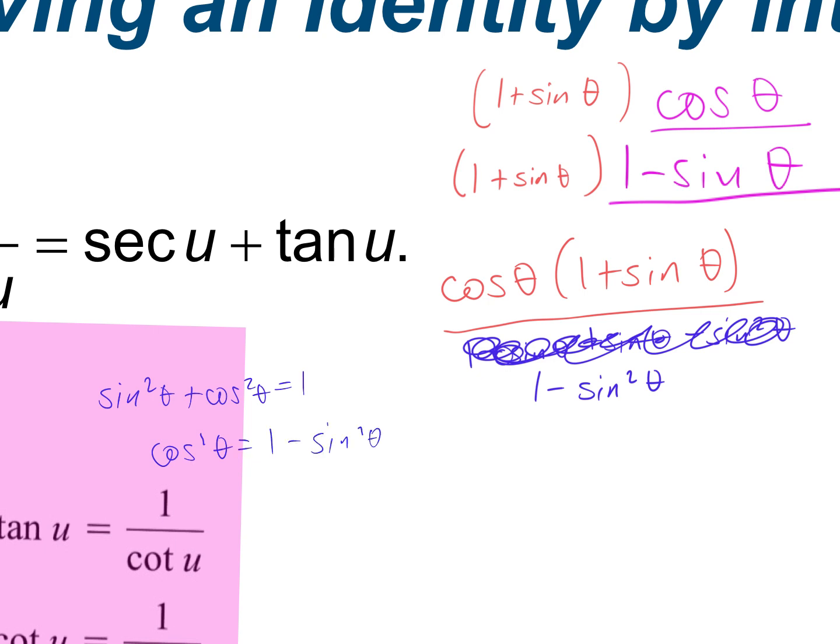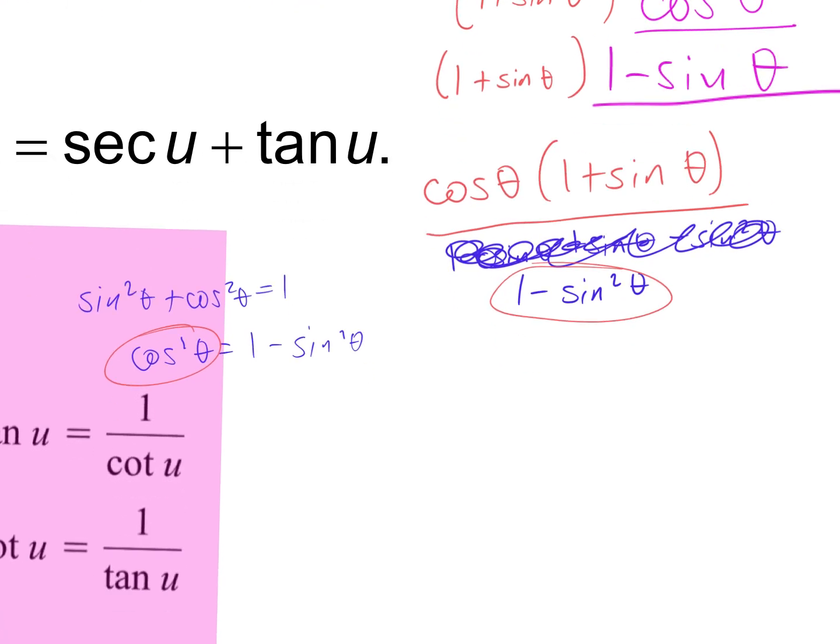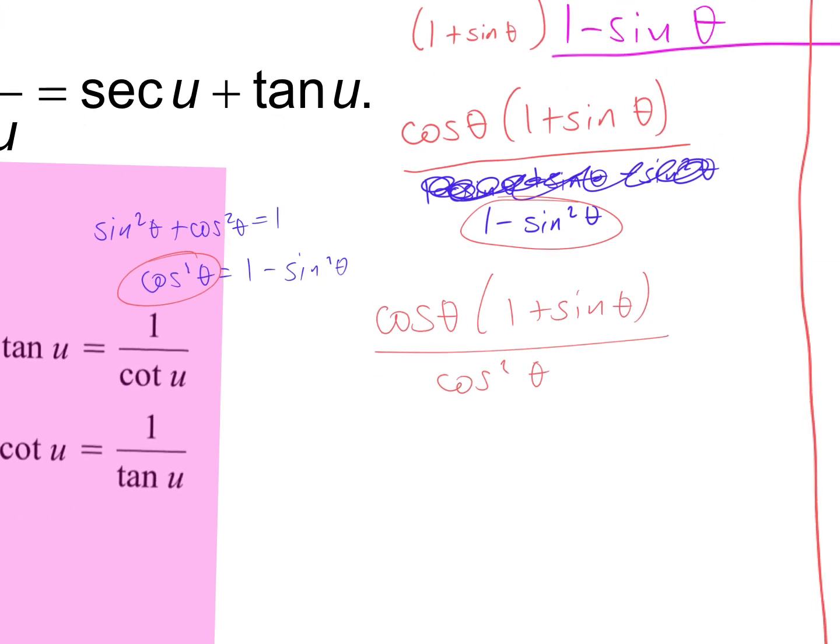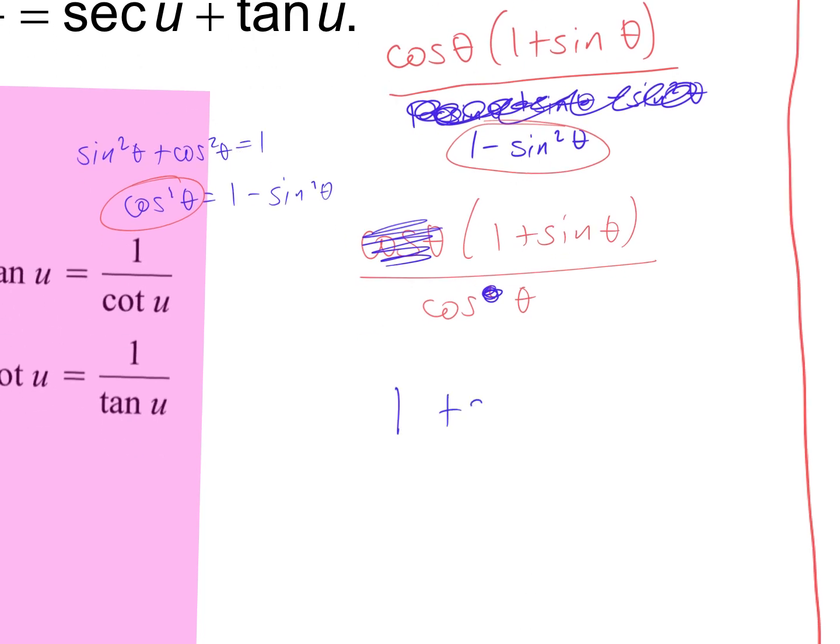What can I replace this with, guys? Cosine squared. Do you see that? So I have still cosine on the top, and then I have cosine squared on the bottom. Thoughts? Cancel out what? Cancel out one of the cosines? Yes. Okay, so this one cancels out and this one's gone. So I'm left with 1 plus sine of theta over cosine of theta.